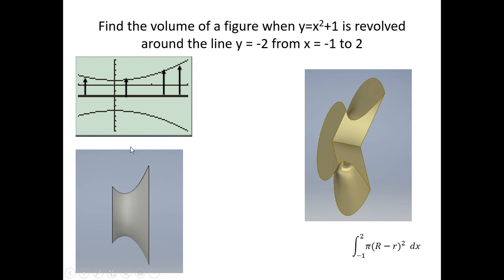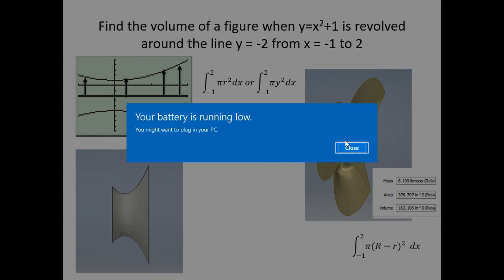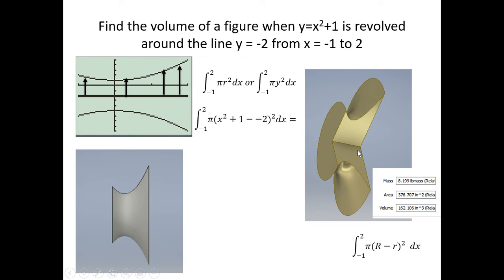So you can see where the axis is for rotation, and it's right there. So how do you get that answer of 162.106? Well, we need to do a little bit of calculus. Pi times r squared, because there are a bunch of circles, but the radius is in terms of y because it's going up and down. Now for this one, we have to take your equation, x squared plus 1, and then minus a -2 from it. Why? Because it's the upper minus the axis of rotation.